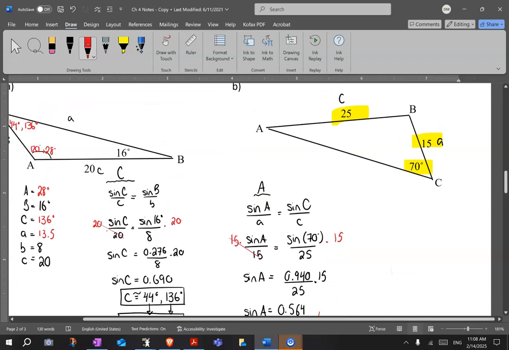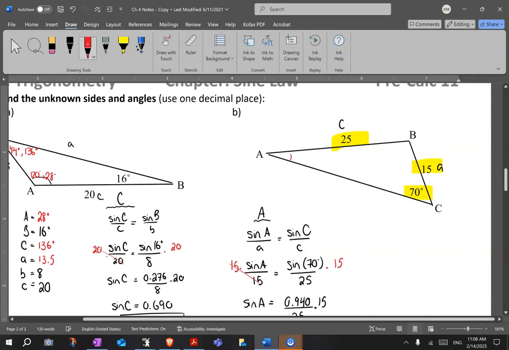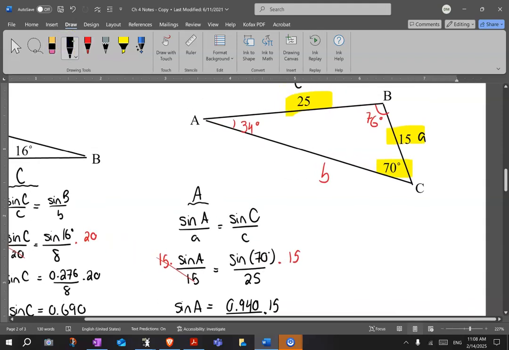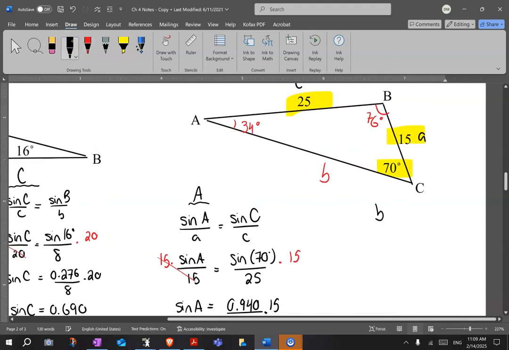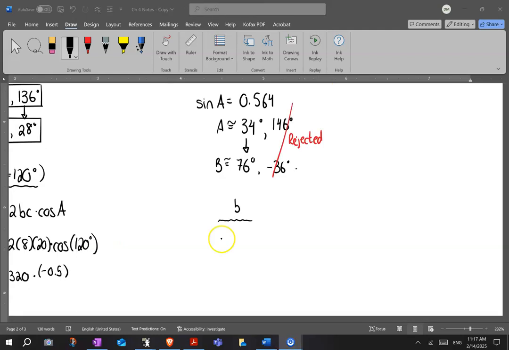I'm going to write down A is 34 degrees, and B is 76. And those are the only possibilities. So now I can find lowercase b, knowing I have got capital B of 76, and that's the only option. So lowercase b, again, I like to use the cosine law. So I'm just going to write that down and kind of move things around.